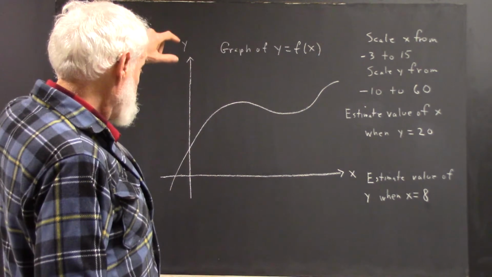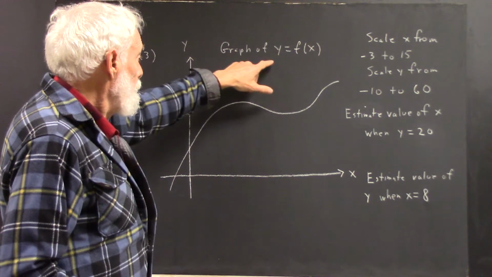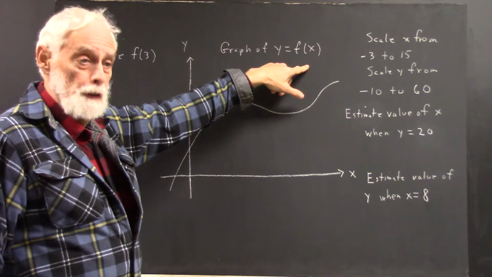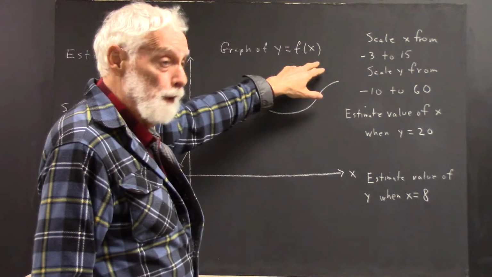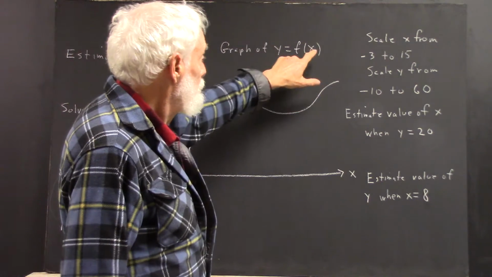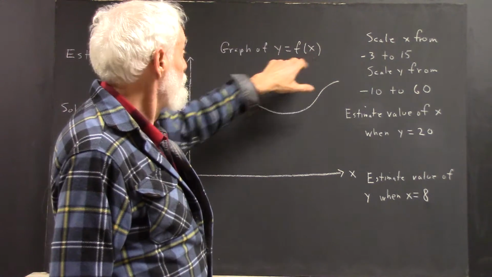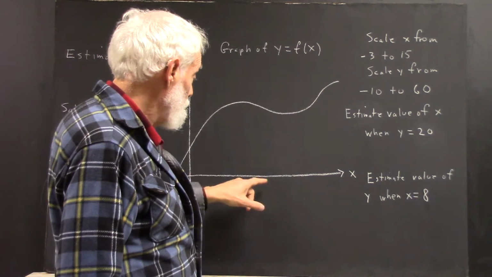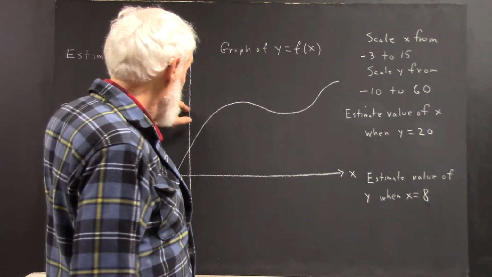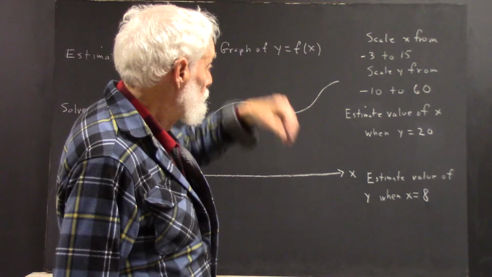Okay, and we need a way to refer to the function. We're going to call the function f of x, a function of x, meaning that if you give this function x, it'll give you a y value. So if I have a value of x here, I'm going to get a y value that goes with that value of x. We'll see how that works.